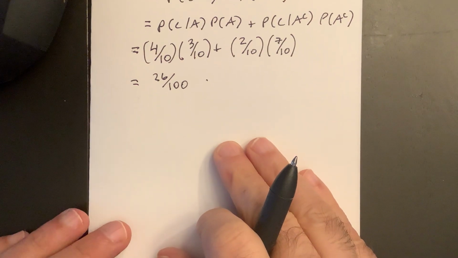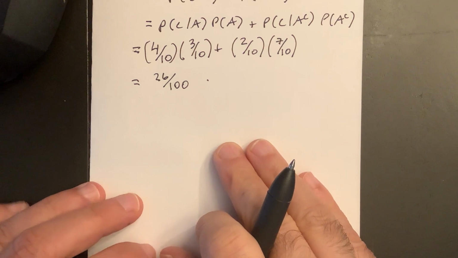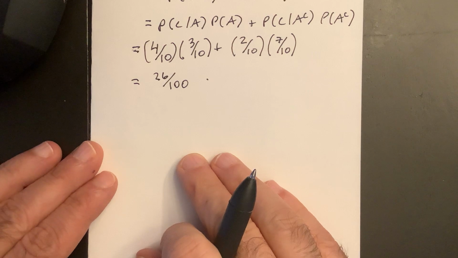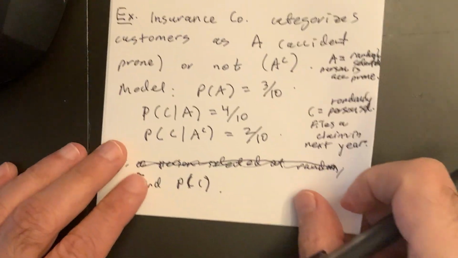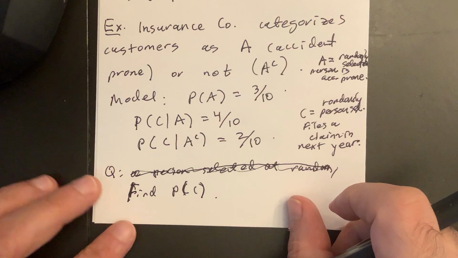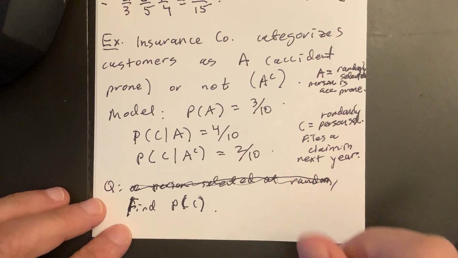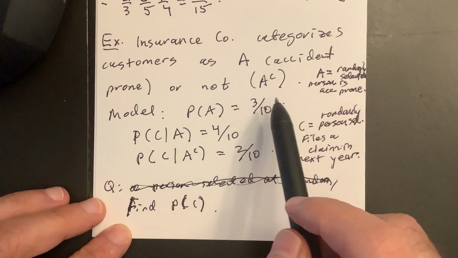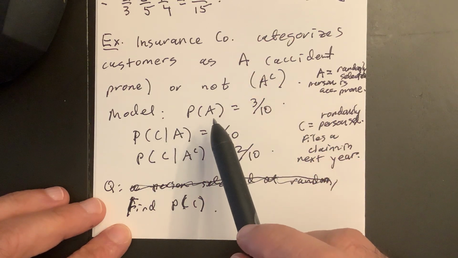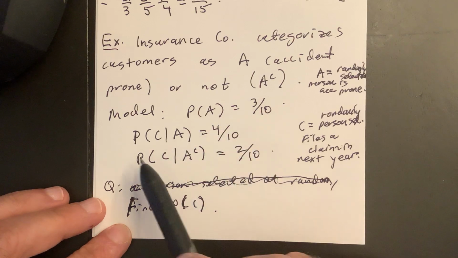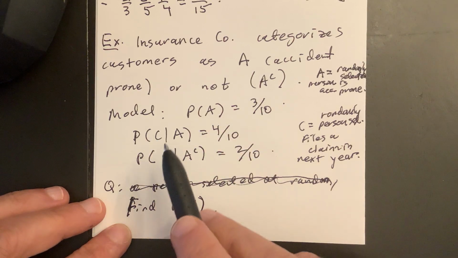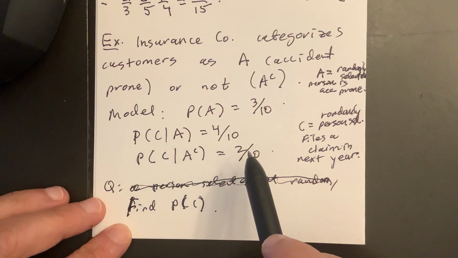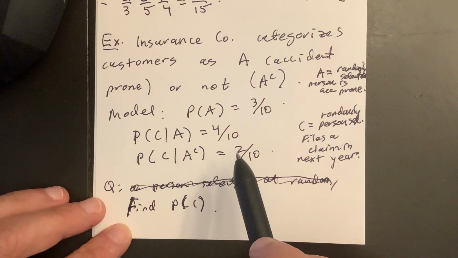Okay, well, hi. Remember, this is the accident, the insurance company problem, and we were given this data. You should probably watch the previous video if you forgot it, or you can also look this problem up in the book. So, the insurance company categorizes people as accident prone or not. It assumes the probability a randomly selected person is accident prone is 3/10. Probability they file a claim in the next year given they're accident prone is 4/10. Probability they file a claim in the next year given they're not accident prone is 2/10.